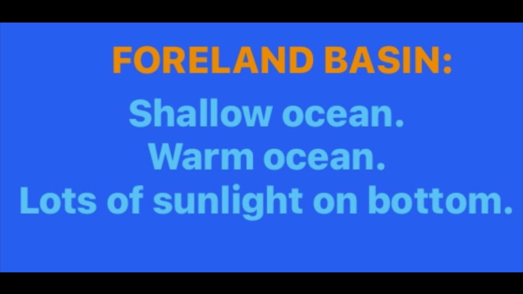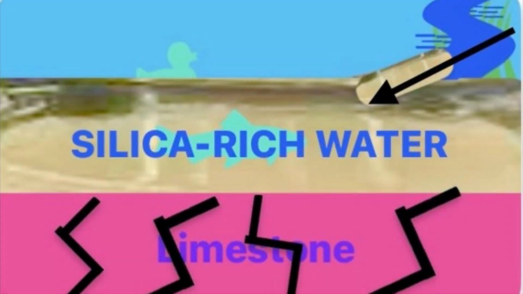Now let's picture a shallow, warm, foreland basin sea formed as a volcanic island arc or a continent approaches the mainland. In this funky drawing, silica-rich water flows into a shallow foreland basin sea where limestone has developed on the bottom. Those funky little black zigzags represent cracks and pockets in the limestone.